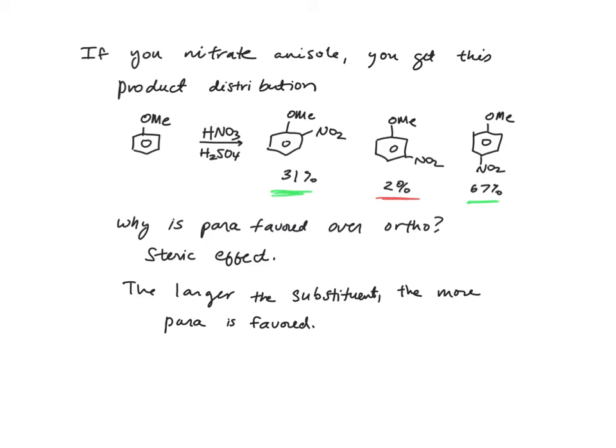You might wonder, why is the para position favored over the ortho? That is because of steric effects. We have a slight steric effect of the methoxy group taking up space, so it's keeping the nitronium ion from accessing the benzene ring as easily, so we end up forming the para product as the preferred product. The larger the substituent that's on the benzene ring, the more para is preferred.